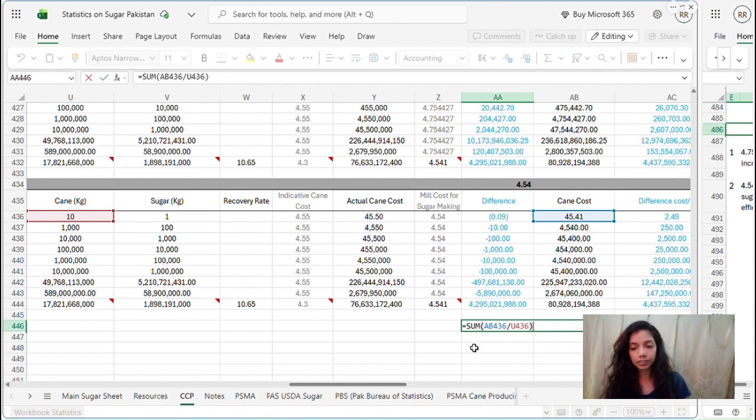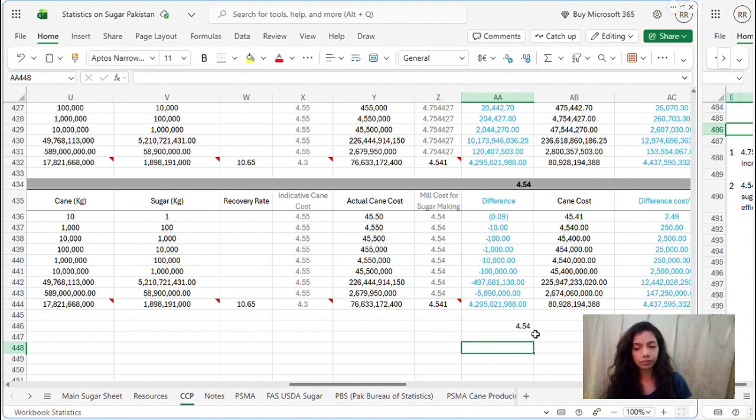So I got the per kg cane price because I divided by 10. So it costed them 4.54, that is 1 kg cane price. Now what happens, this difference 4.54 can increase and decrease based on the quantity of canes.